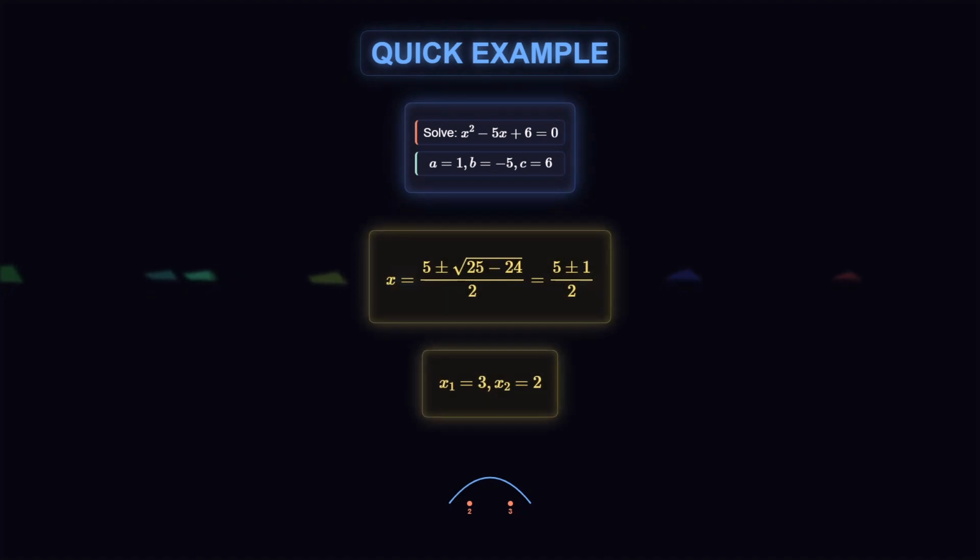Let's solve a quick example: x squared minus 5x plus 6 equals 0. Here, a equals 1, b equals negative 5, and c equals 6. Plugging into the formula gives us x equals 5 plus or minus the square root of 25 minus 24, all over 2. This simplifies to x equals 3 and x equals 2.